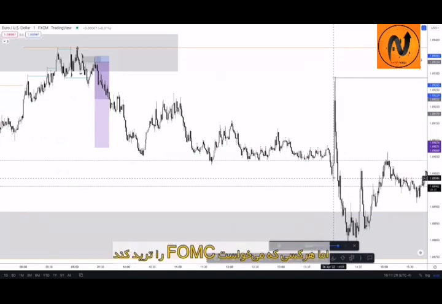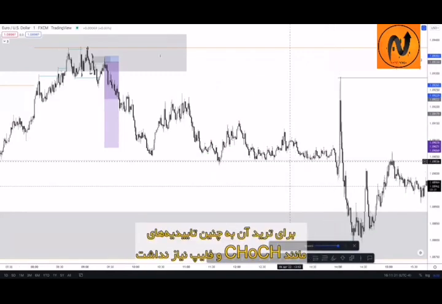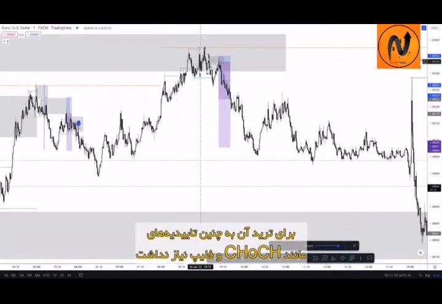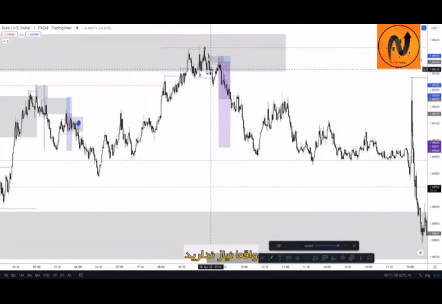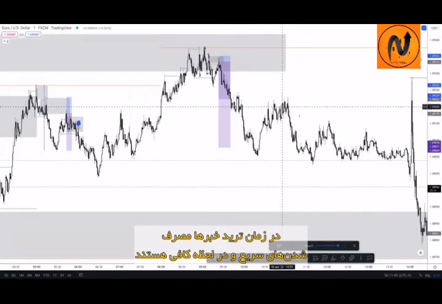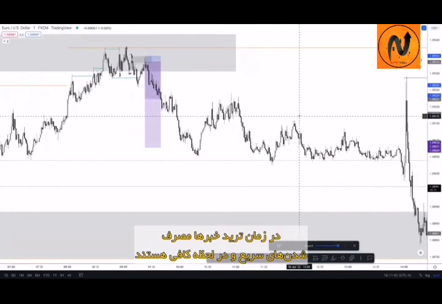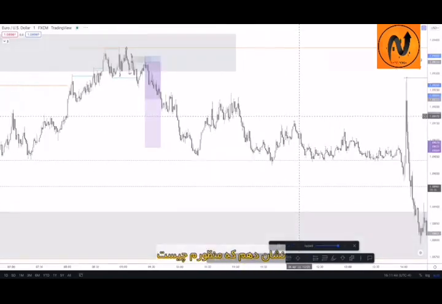But for anybody that wants to trade FOMC, you do not need confirmation like this over here, CHoCH flips and stuff like that to trade. You really do not need it. In reality, the instant mitigations are really all you're going to get during news events like that. I'm going to show you what I mean.